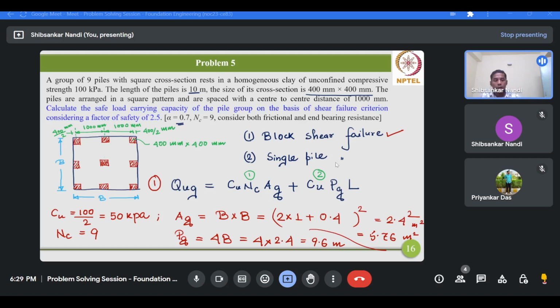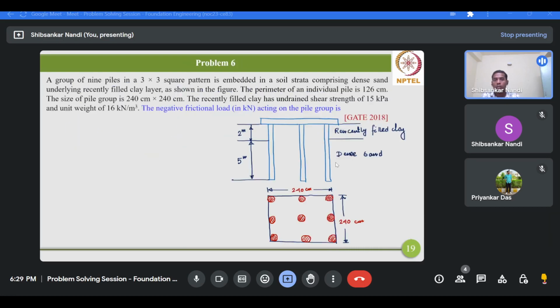Okay, so this is for the determination of safe load carrying capacity of a pile group on the basis of shear failure criteria, considering a factor of safety of 2.5. Now, we'll take one example to determine the negative friction. Negative skin friction is also a very important aspect in pile foundation problems.